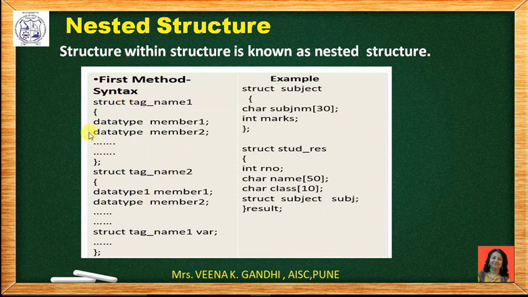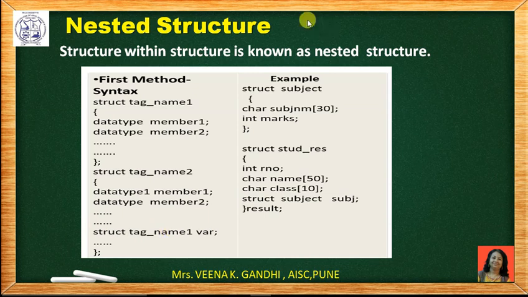So first, struct tag name1. Inside that you declare the members, then close that structure by giving a semicolon. Then start the second structure, struct tag name2. Then define its own members. After that, you can include the variable of the first structure. So struct tag name1, and a variable of that structure. So you can add it as a member in our structure.